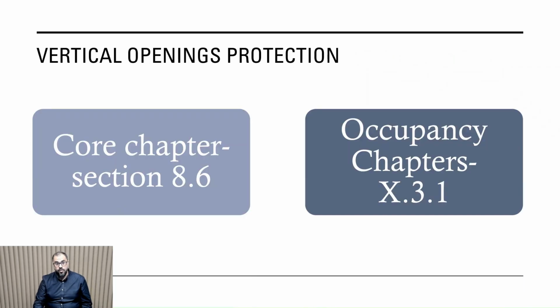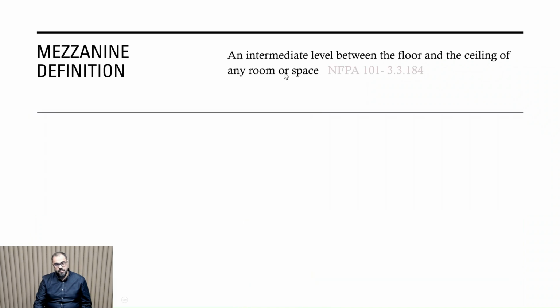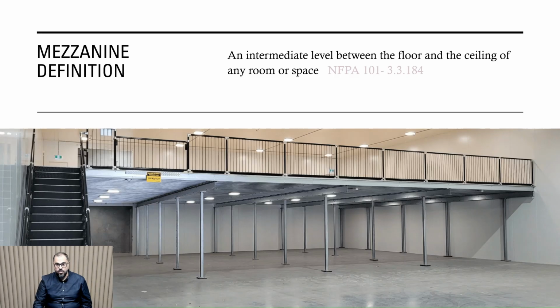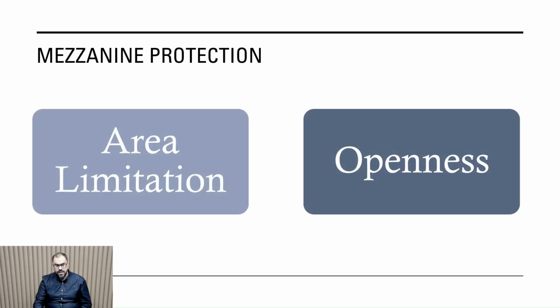You can find the vertical openings protection in the Code Chapter 8, Section 8.6, and also in the Occupancy Chapter under Clause X.3.1. First of all, what is the mezzanine definition as per code? The mezzanine is defined as an intermediate level between the floor and the ceiling of any room or space, as per NFPA 101, Section 3.3.184.